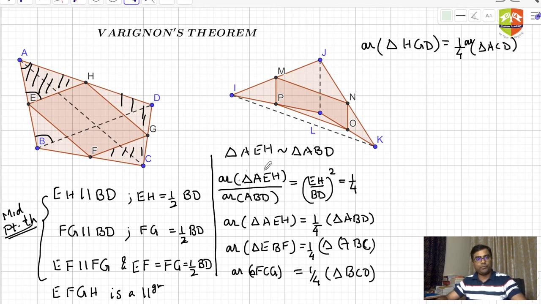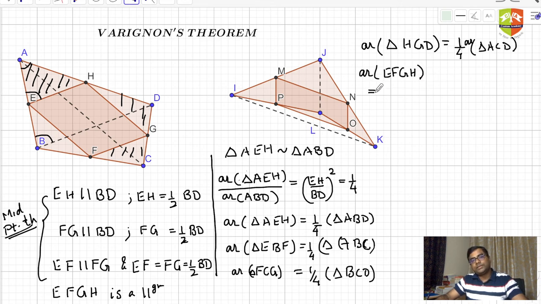AEH is 1 by 4 of ABD. EBF is 1 by 4 of ABC. FCG is 1 by 4 of BCD. And HGD is 1 by 4 of ACD. Fantastic. Now, if you look at the parallelogram area, what is parallelogram area, by the way? So, area of, I'm simply writing EFGH. This is what we are interested in finding out.